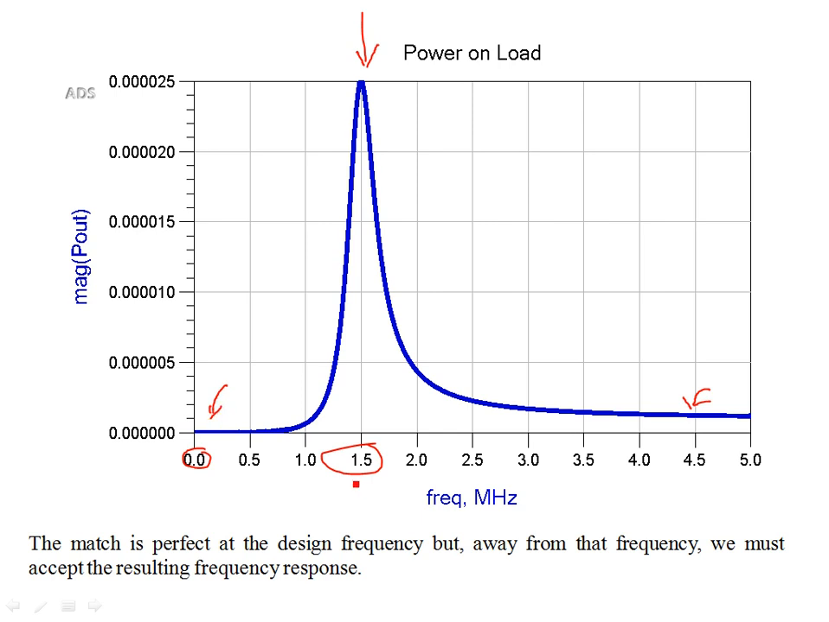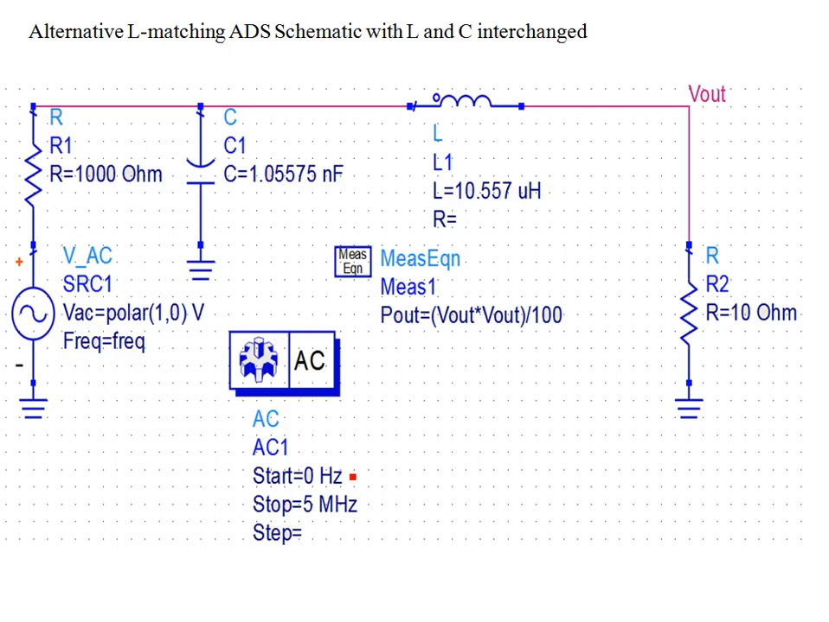So at the design frequency, whatever is desired, you have the maximum power. So that's how you design an L matching network, to have maximum power transferred to the load, at whatever the desired frequency is. So the match is perfect at the design frequency, but away from the frequency, we must accept the resulting frequency response. We don't have any free play in these regions at low frequencies or high frequencies. We must accept the response, but this is what we are after, and this is what we get. So we get the maximum power transfer at 1.5 megahertz.